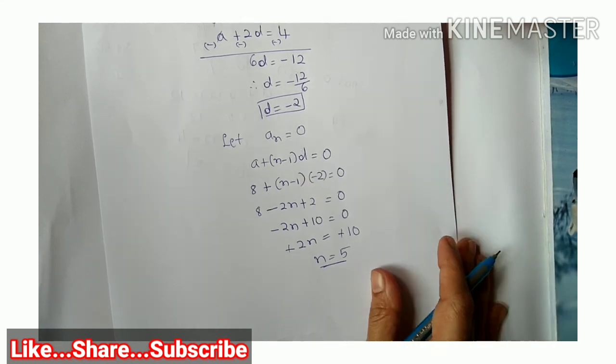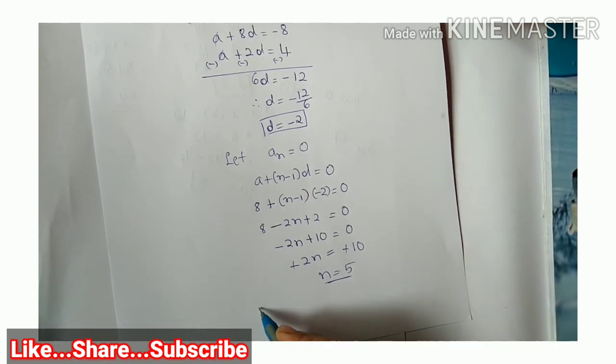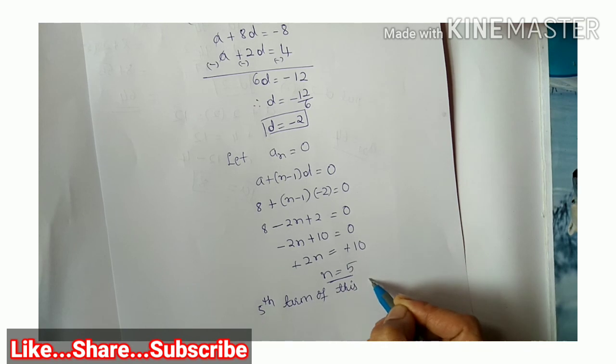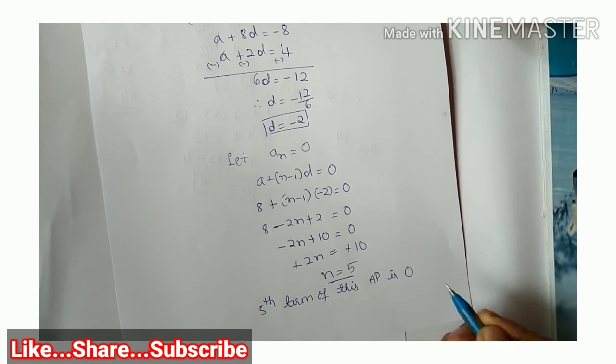Therefore a5, the fifth term, is 0. The fifth term of this AP is 0.